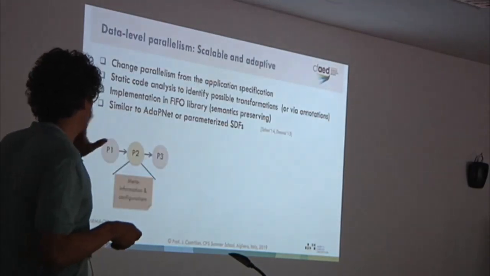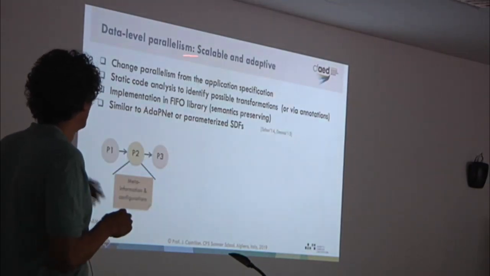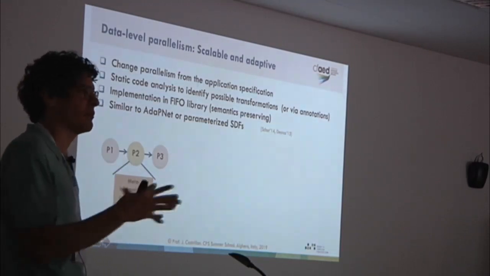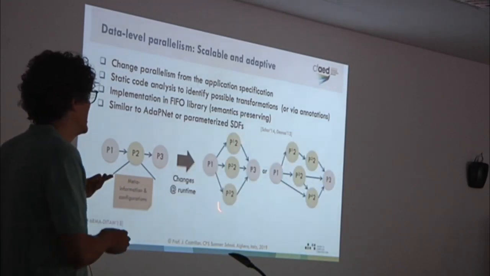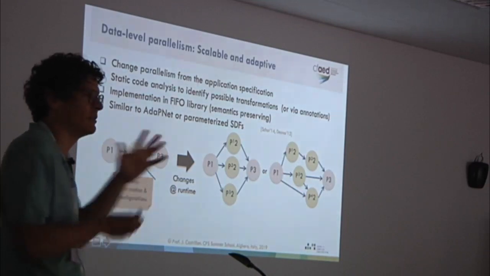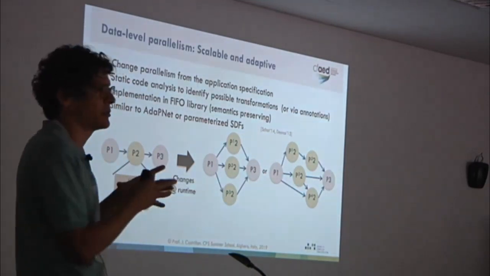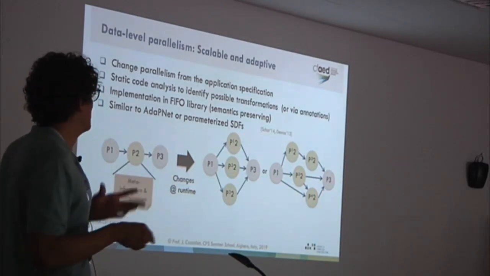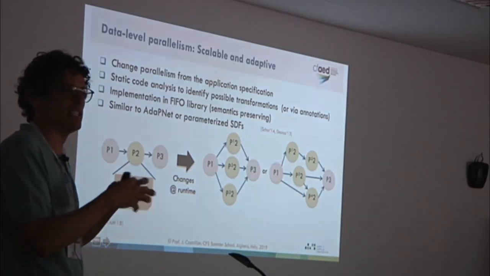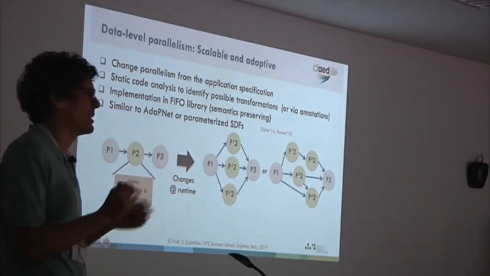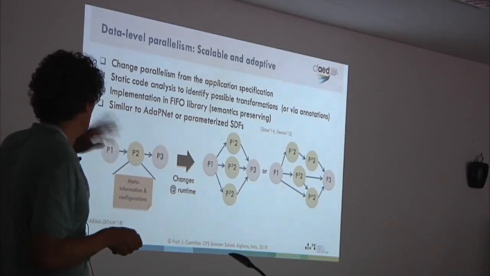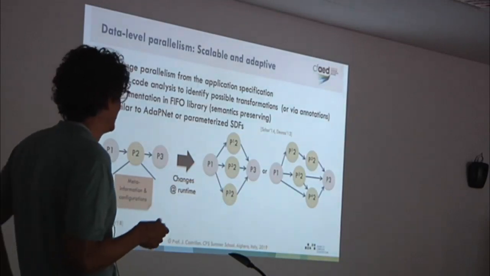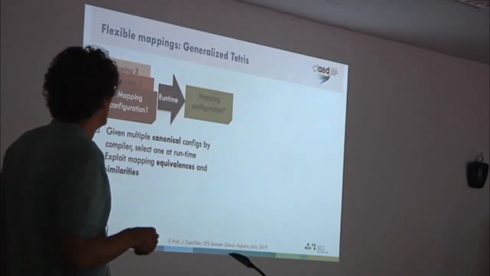Okay, so before I go there, something that also enables adaptivity is how you can express that some of these processes can be broken down into something that is data level parallel, or task level, data level parallel. So how can you extend these networks so that they are malleable? Malleable is a word used in the high-performance community. So how can you increase malleability so that these networks can also be executed with more or less parallelism if possible? This is similar to AdaptNet and parameterized SDFs, which is what you were working with yesterday. Okay, so how do we do this more or less?